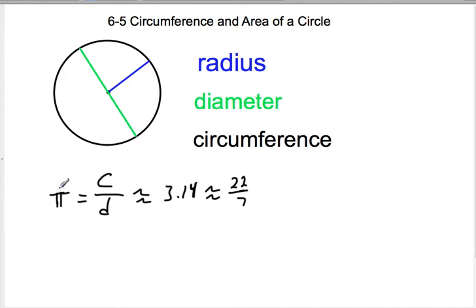So because every circle has this number, circumference divided by diameter equals pi, we also know that the circumference of every circle is equal to the number pi times diameter. Now, we also know that the diameter of a circle is twice the radius, so some people say that the circumference is equal to 2 times pi times r, which is the exact same formula because we know that the diameter is just 2 times r. So either one is acceptable.